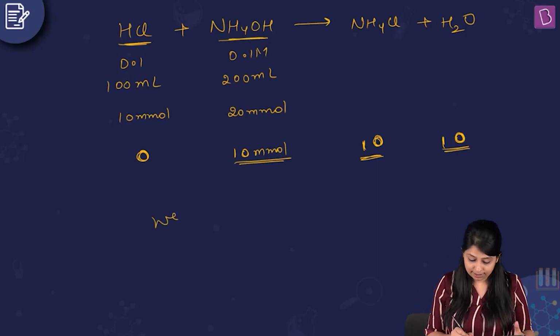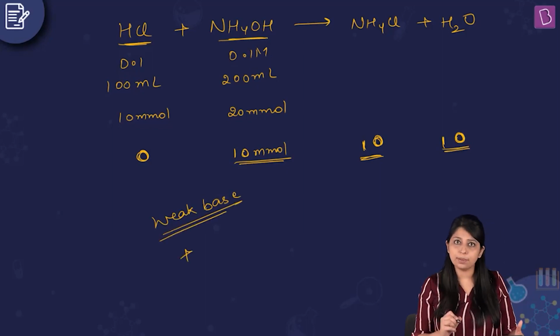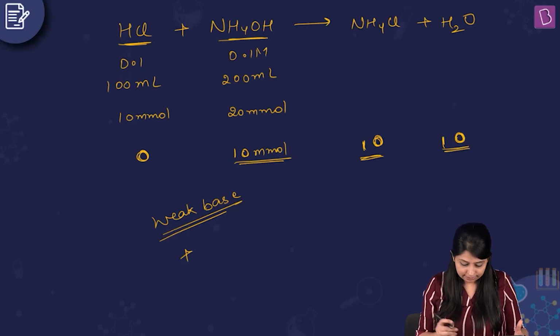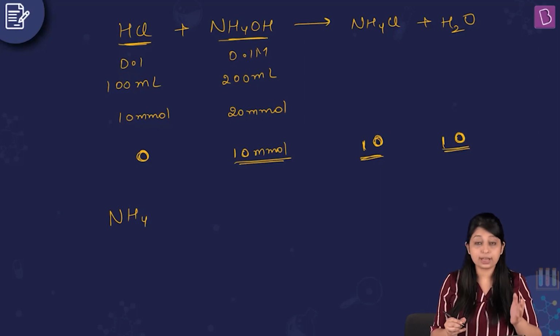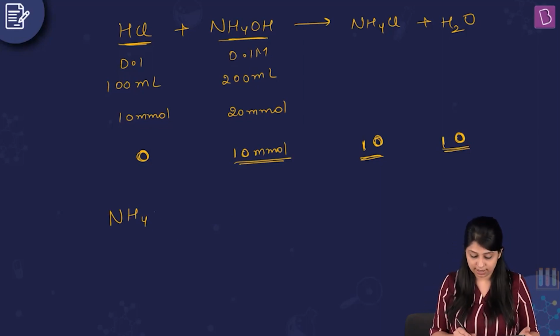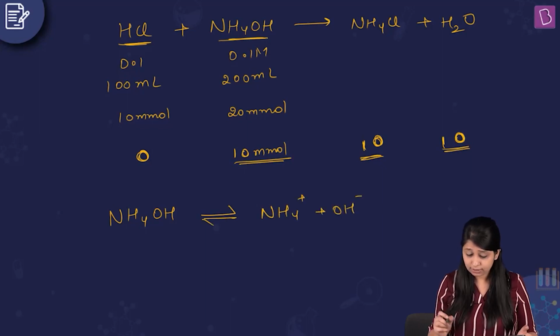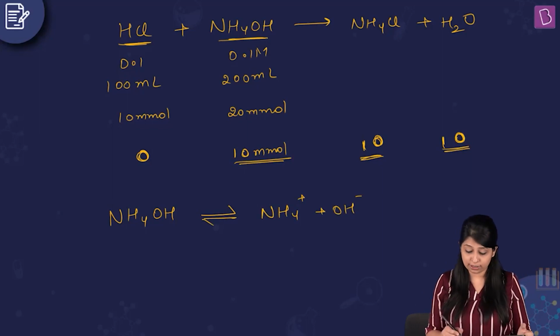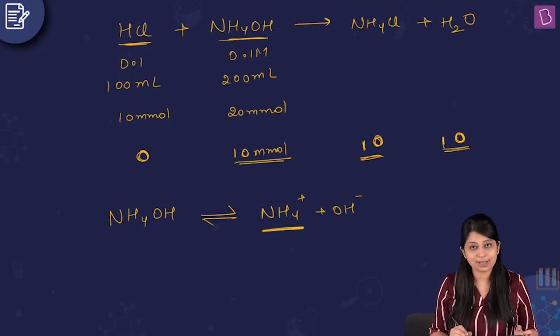We have weak base, correct? Because NH4OH is a weak base. And do we have its conjugate acid as well? Well, let's see how NH4OH dissociates, right? So NH4OH will dissociate to give what? NH4 plus and OH minus. So the conjugate acid for NH4OH is NH4 plus, right?